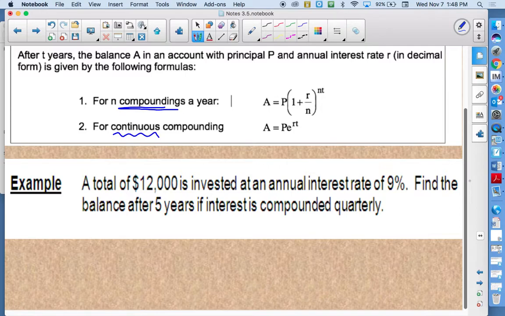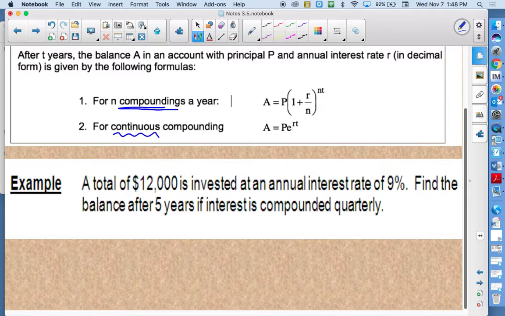But the first problem here, I consider these plug and chug problems because they don't really require a lot of thought. It's just reading through the problem and thinking about what the number represents and where it goes in our formula. A total of $12,000 is invested at an annual rate of 9%.